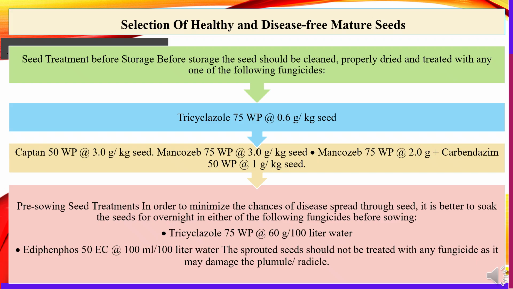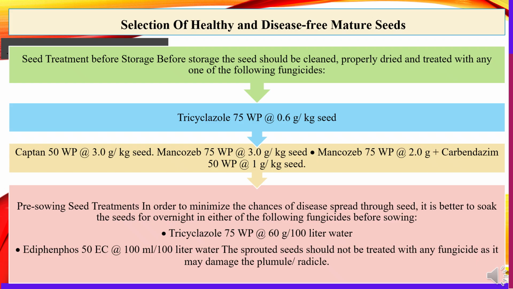2. Seed treatment before storage. Before storing, seeds should be cleaned, thoroughly dried, and treated with one of the following fungicides. Captan 50 wettable powder at 3.0 gram per kilogram seed. Mancozeb 75 wettable powder at 3.0 gram per kilogram seed. Mancozeb 75 wettable powder at 2.0 gram per kilogram seed plus carbendazim 50 wettable powder at 1.0 gram per kilogram seed.